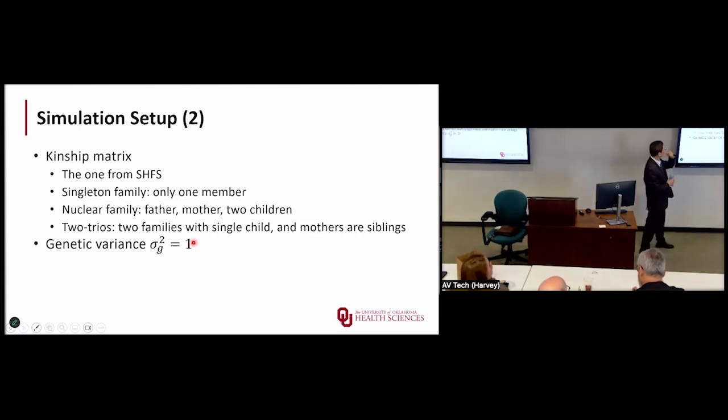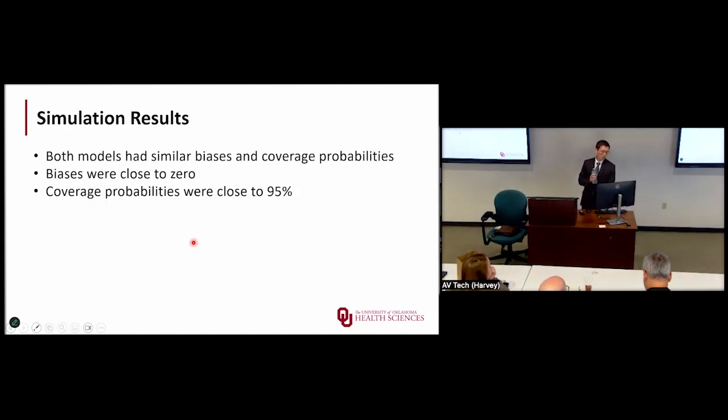For example, a singleton family with only one member, a nuclear family with father, mother, and 2 children, and then 2 trios. That's 2 families with a single child, so 3 members, and assume the mothers are siblings. So we try different kinds of kinship matrix and see how these 2 models perform. I'm skipping a lot of tables here, but here are the conclusion and the results.